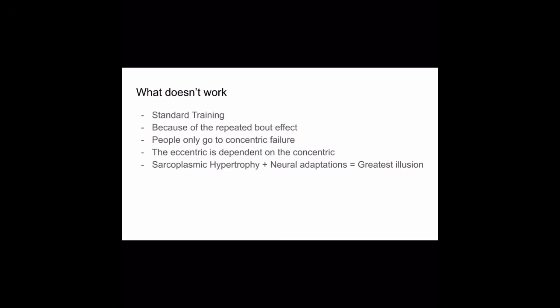Now people don't do concentric only, they do concentric and eccentric. But still, if you're going for concentric failure, which everybody's doing in the gym, you are shortening the sarcomeres, okay? So that's what I mean by the greatest illusion, sarcoplasmic and neural adaptations.